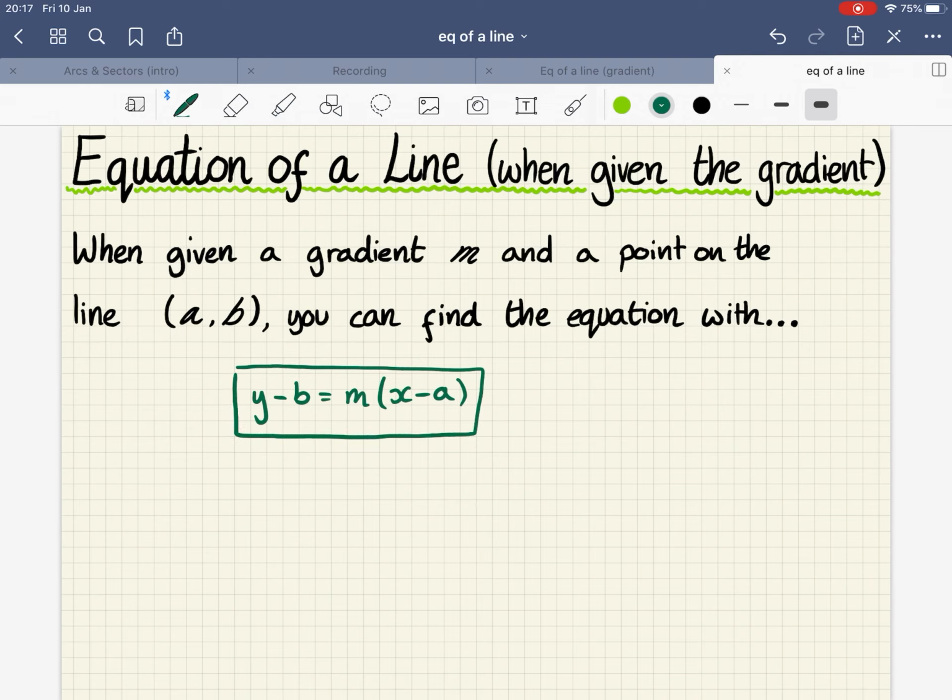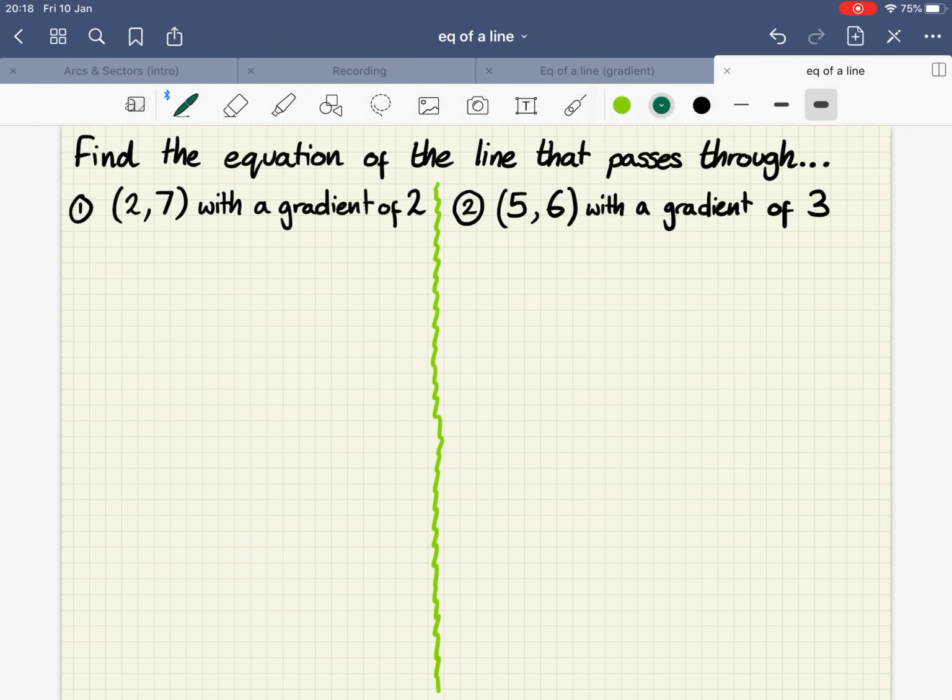And what you need to do is rearrange it into the form of y equals mx plus c. So essentially, we need to get y on its own. So using this, I have a couple of examples. So we have: find the equation of the line that passes through (2, 7) with a gradient of 2. Now the first three examples, I've got all our gradients with whole numbers, but at the end here, I have got it with fractions, so I can go over the techniques to deal with these fraction gradients.